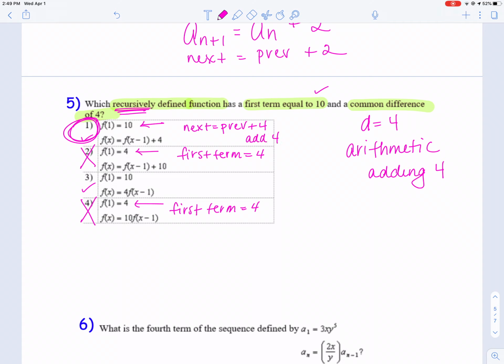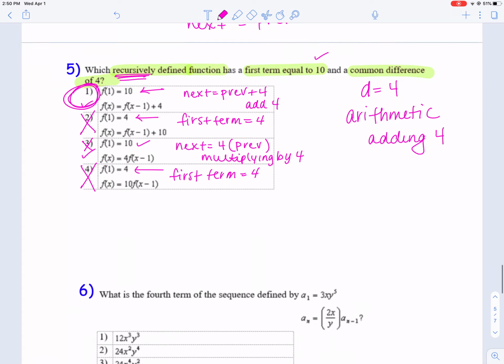So let's just take a look at number 3. This does have the first term of 10, but this says to get to the next term, do 4 times the previous. This is multiplying by 4. That's not what we want. That would be geometric. So that can't be our answer. Our answer has to be choice 1.